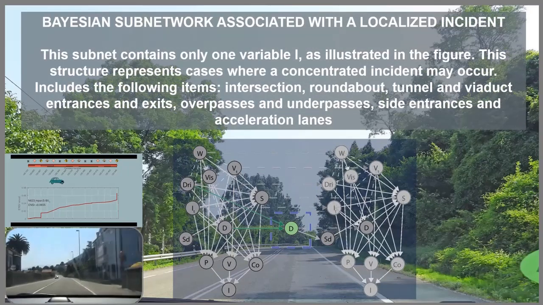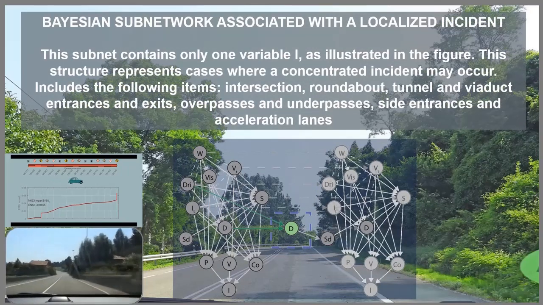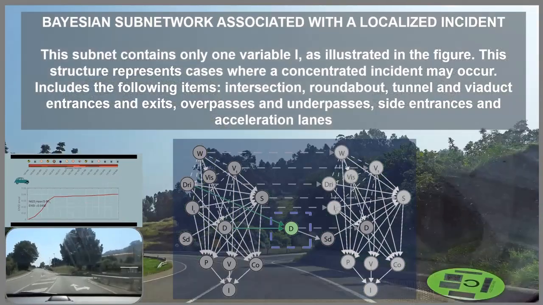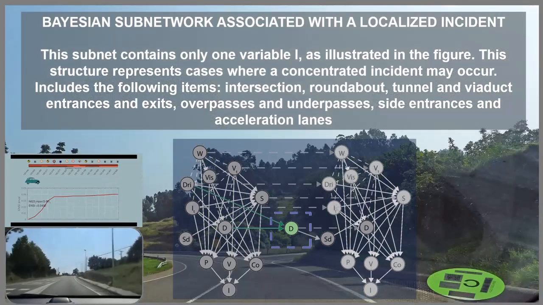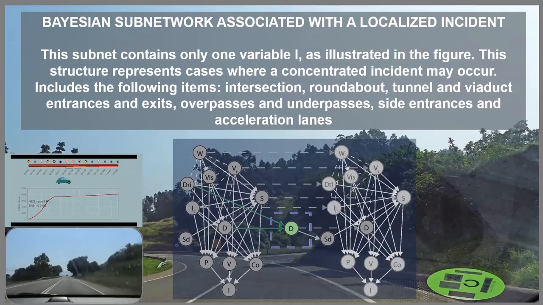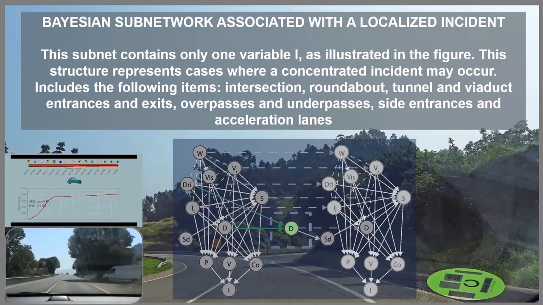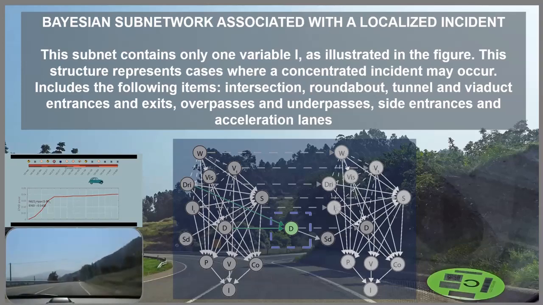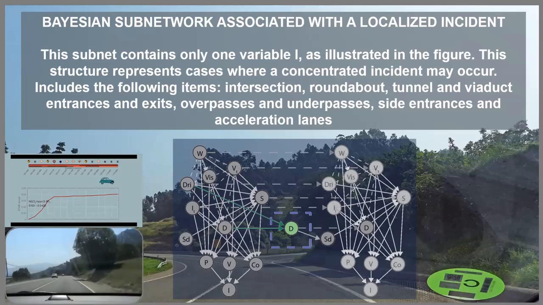Bayesian subnetwork associated with a localized incident. This subnet contains only one variable I, as illustrated in the figure. This structure represents cases where a concentrated incident may occur. Includes the following items: intersection, roundabout, tunnel and viaduct entrances and exits, overpasses and underpasses, side entrances and acceleration lanes.